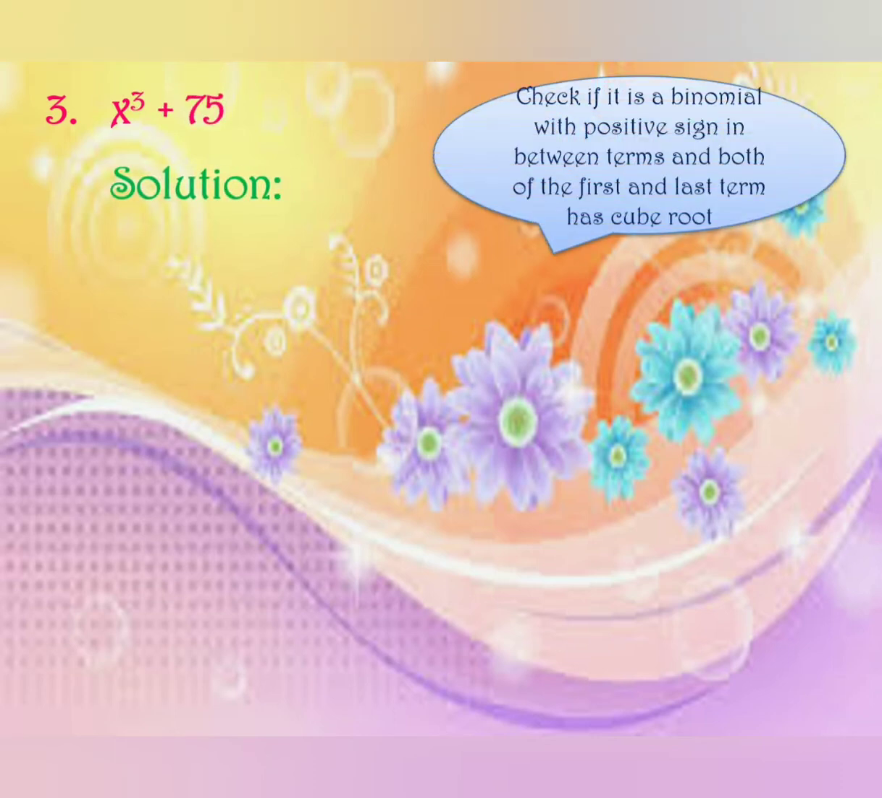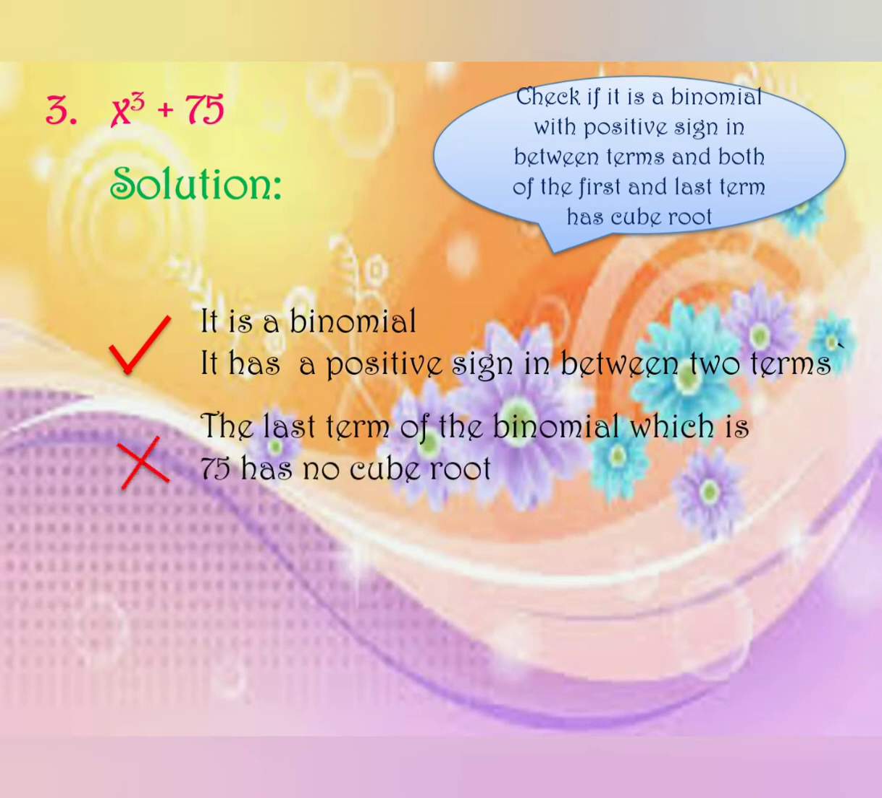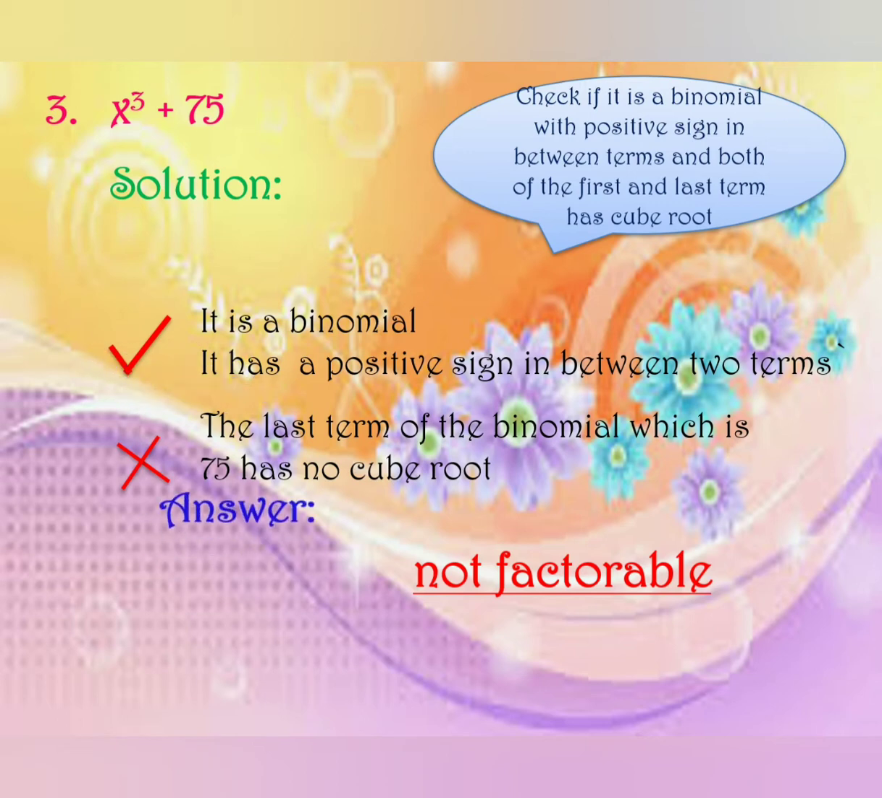Number 3, x cubed plus 75. Solution. Check if it is a binomial with a positive sign in between the terms and both the first and last terms have cube roots. It is a binomial, it has a positive sign in between the two terms, but the last term of the binomial, which is 75, has no cube root. So our answer is not factorable. So x cubed plus 75 is not factorable since the last term of the binomial, which is 75, has no cube root.